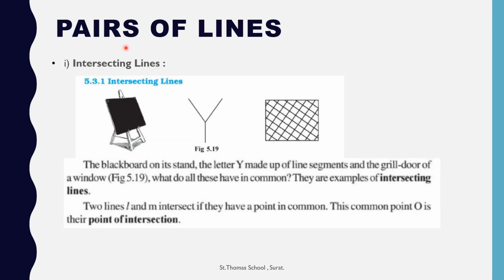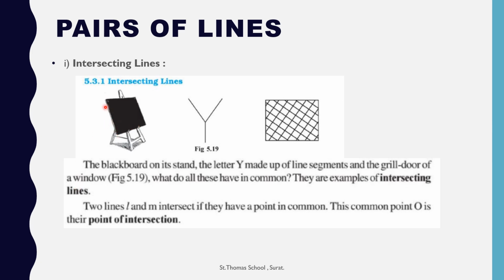Open your textbook. Pairs of lines. First one, intersecting lines. The blackboard on its stand, the letter Y made up of line segments, and the grill door of a window. You can see some figures here. What do all these have in common? They are examples of intersecting lines.